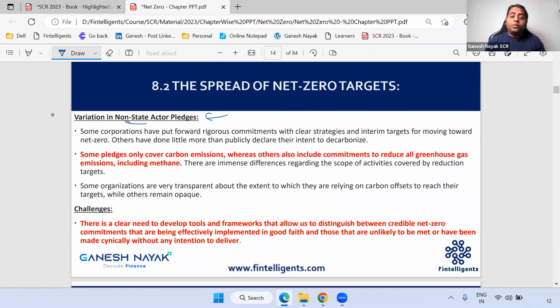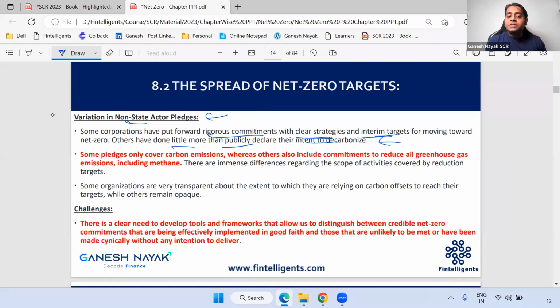The problem with these non-state actor pledges, because every other one is pledging that we'll reduce carbon, is that there is no rigorous commitment, first of all, and there is no clear strategy. Because of this, even though you have an intermediate target, very little is done to reach that level. So people are just coming and committing. They are not taking steps to reach net zero in other non-state actor pledges.